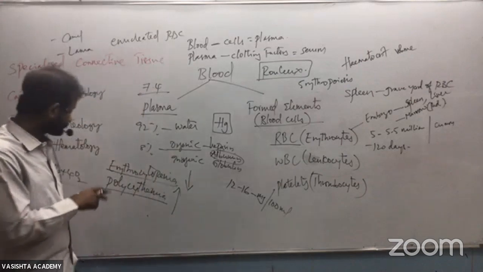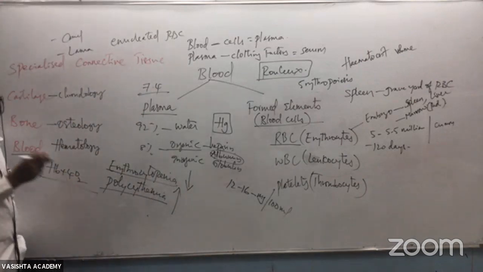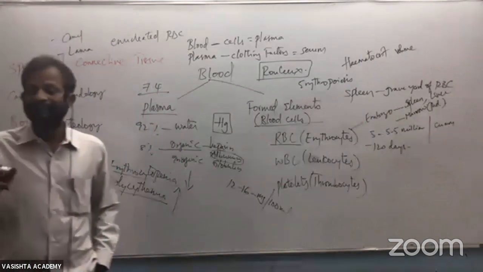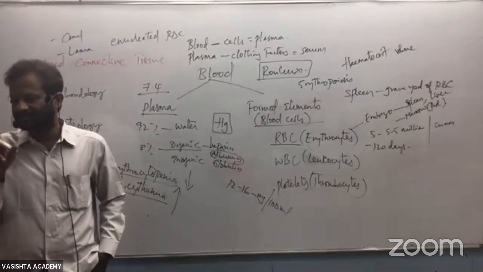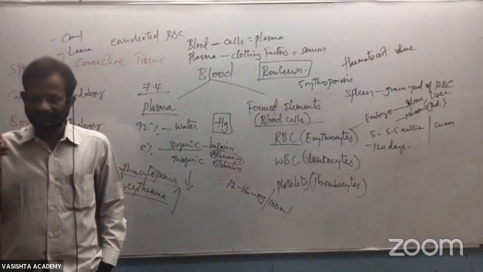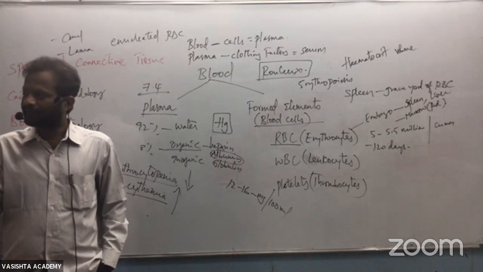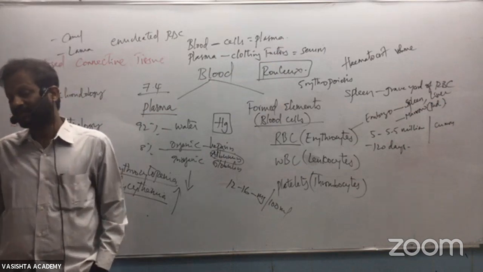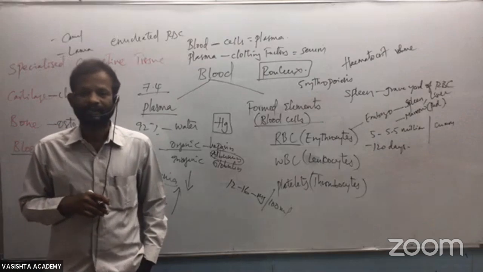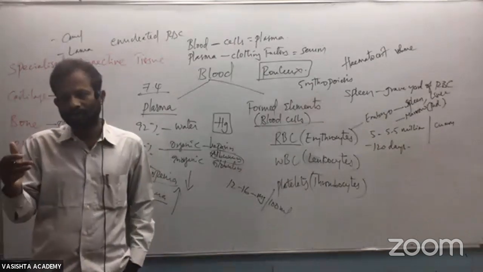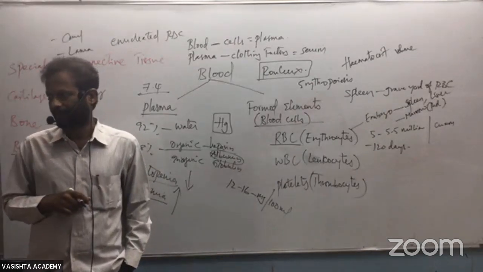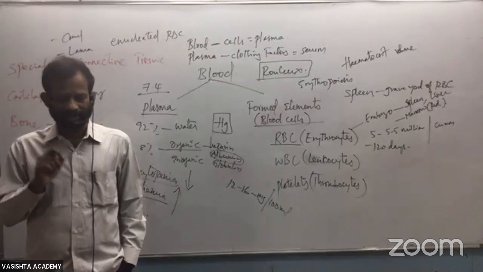That's why hemoglobin saturation levels depend upon the concentration of oxygen in that area. So if the oxygen levels are less, saturation levels will be very less. If the oxygen levels are more, saturation levels will be more. And there is one question.